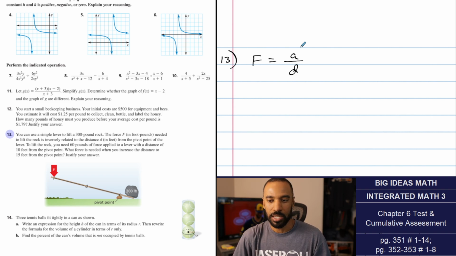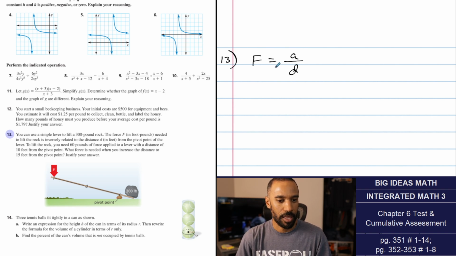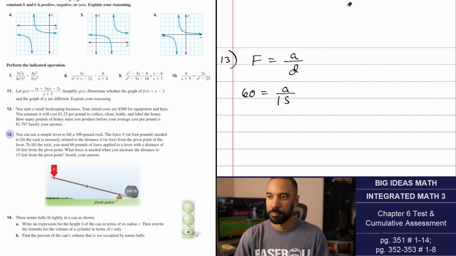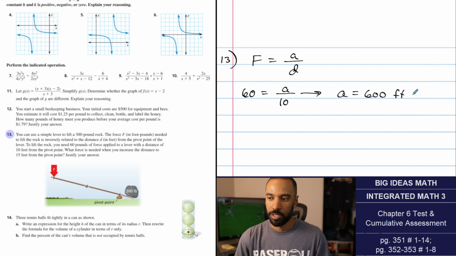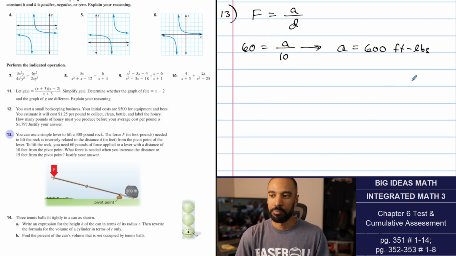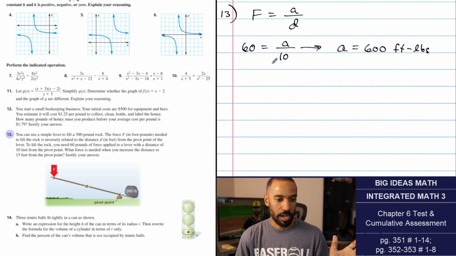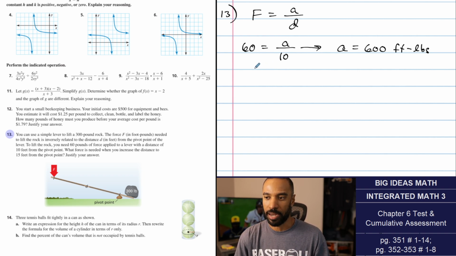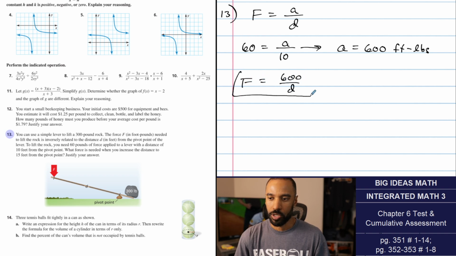To lift the rock, you need 60 pounds of force applied to a lever with a distance of 10 feet from the pivot point. So 60 pounds of force and 10 feet away. Therefore, we need A equals 600 foot-pounds here in order to make any amount of force, no matter where we are distance-wise. So our equation will be F equals 600 over D. The question says what force is needed when you increase the distance to 15 feet from the pivot point. Justify your answer.